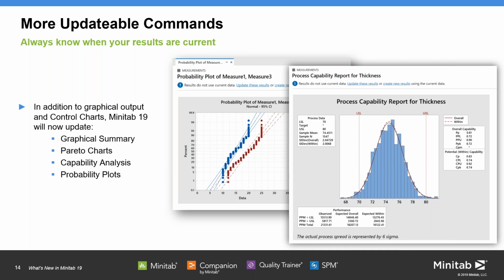So in release 18 or prior, you already had the ability to update control charts and most of the graphs from the graph menu. But in Minitab 19, we've added the ability to update some of your favorite tools like the graphical summary, Pareto charts, capability analysis, and probability plots. So again, this saves you time and allows you to be more efficient rather than having to recreate those results when the data changes.